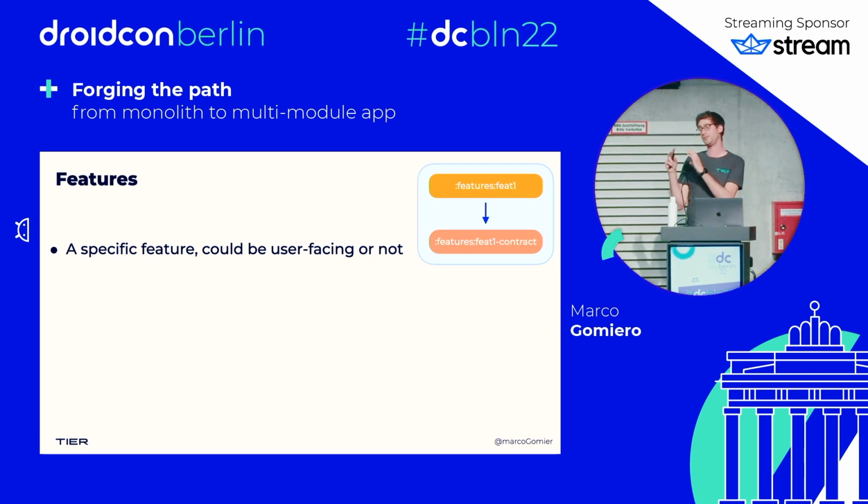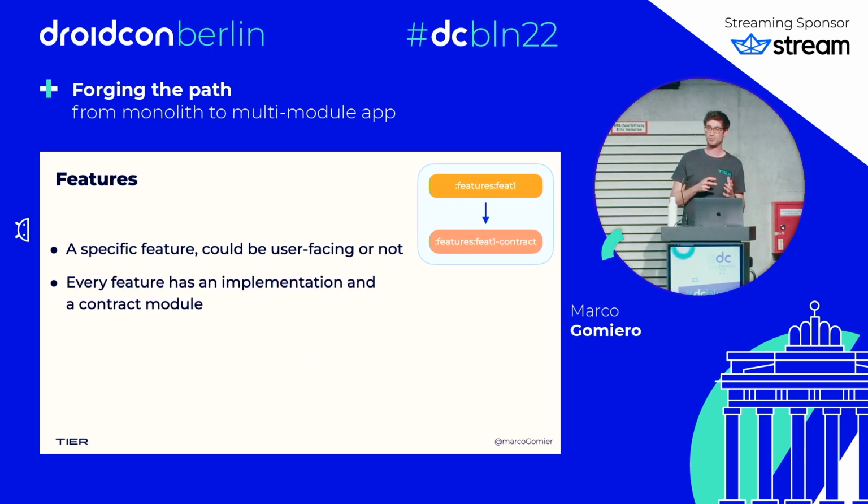Feature layers, feature modules are an abstraction of a specific feature. That could be a user-facing feature, so with UI, so with activities, fragments, etc. So in that case, something that is really visible to the users. So for example, the settings, the home screen, and things like that. Or it can also be something that is not directly visible to the user. So for example, the logic to retrieve the location of the user.